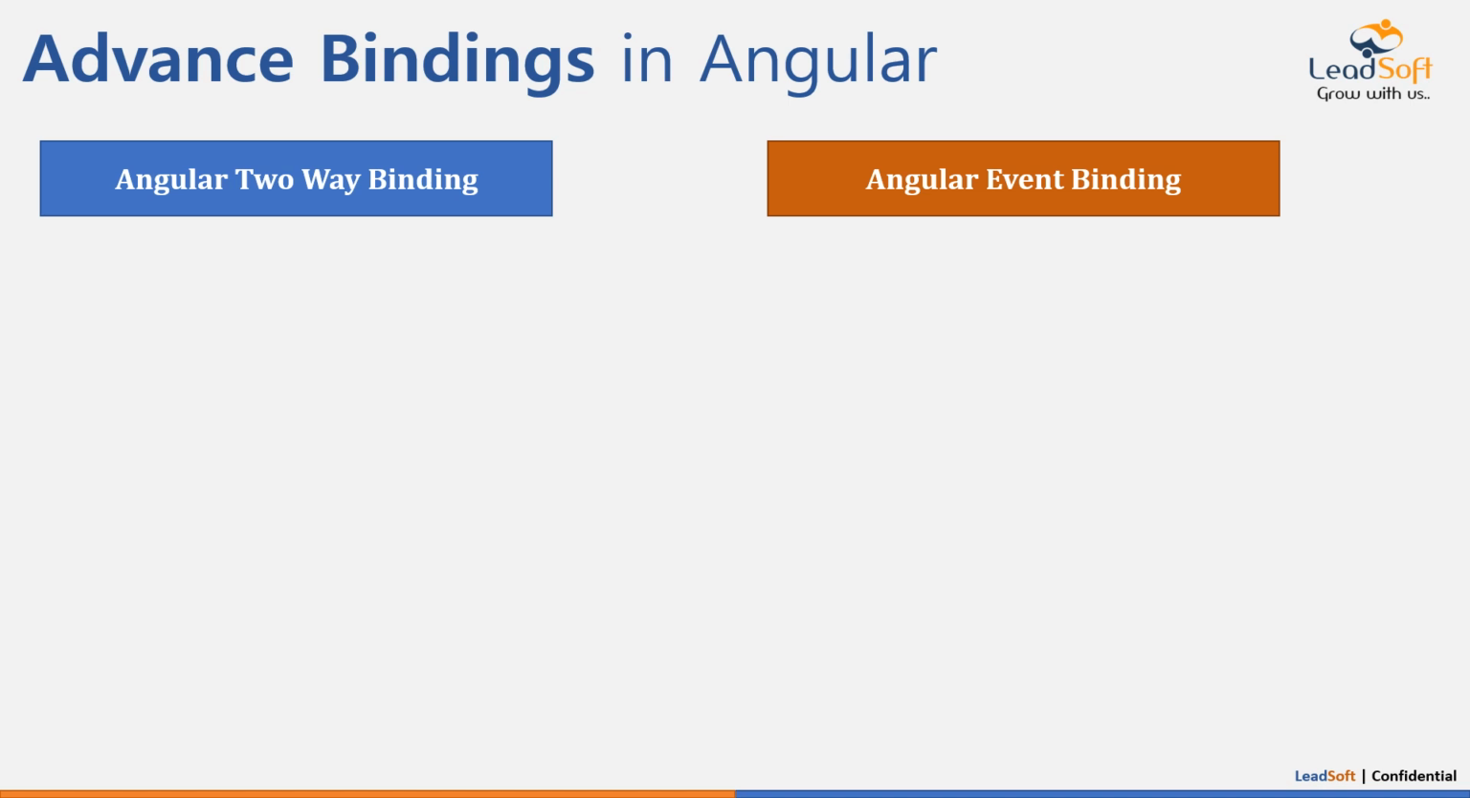Angular two-way binding can be understood by comparing it with one-way binding. One-way binding goes from our backend, that is the TypeScript, to our HTML file, whereas two-way binding means whatever changes we make on the HTML are also reflected in the backend.